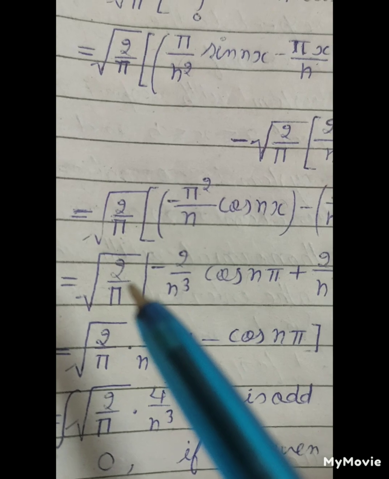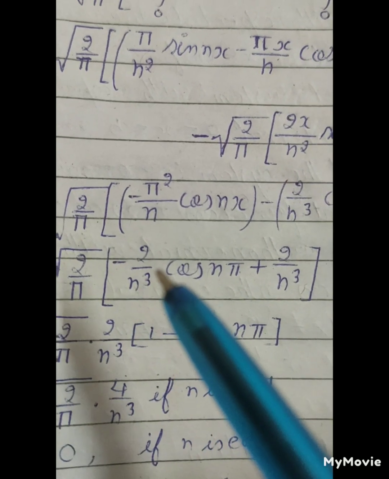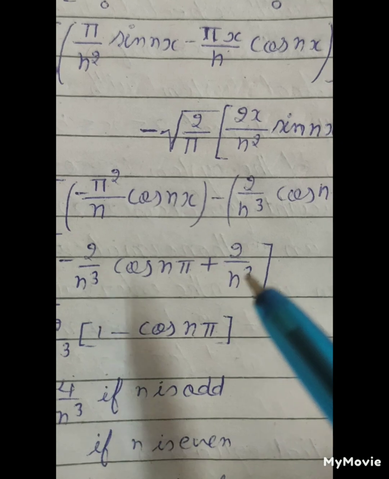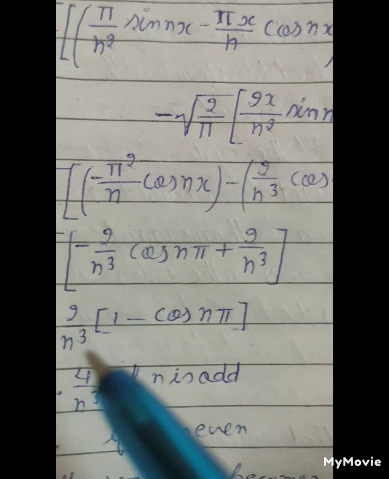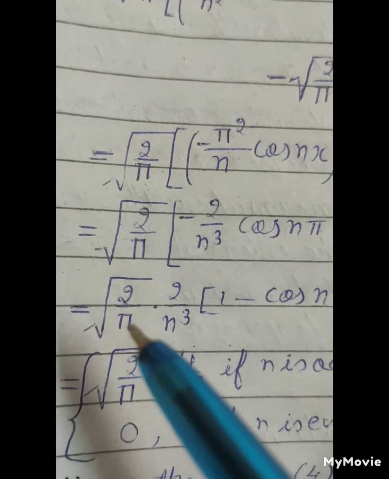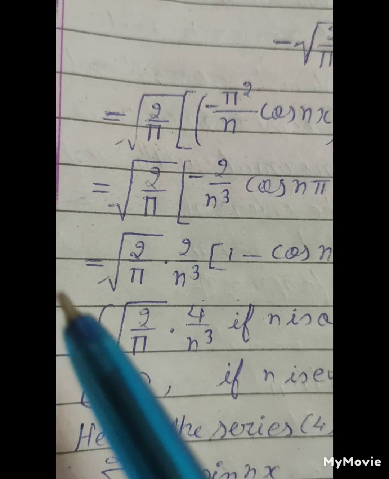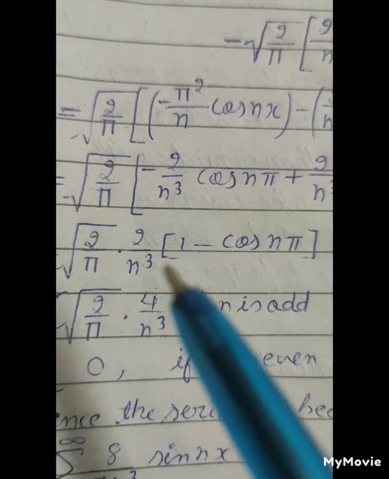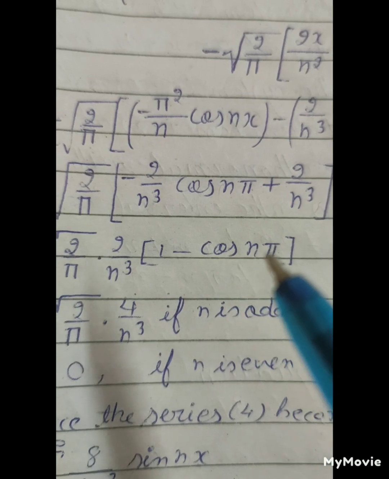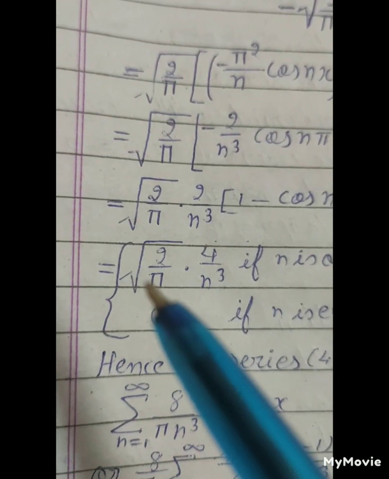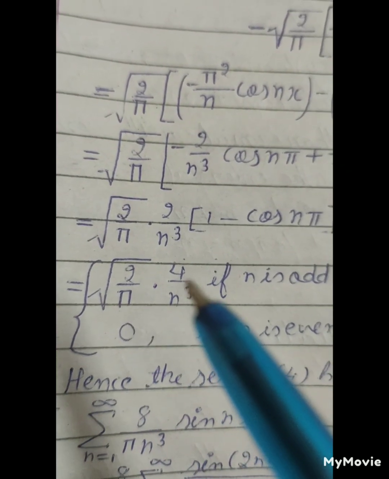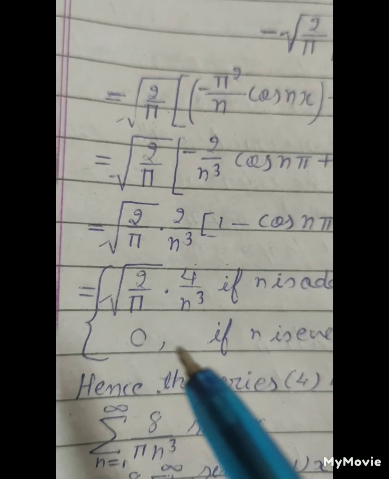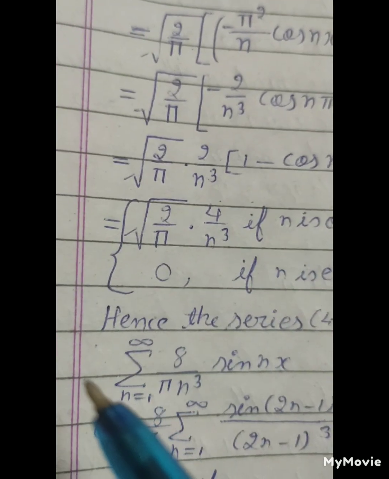This equals √(2/π) times [−(2/n³) cos nπ + 2/n³], which equals √(2/π) times (2/n³)(1 − cos nπ). That equals √(2/π) times 4/n³ if n is odd, and equals 0 if n is even.